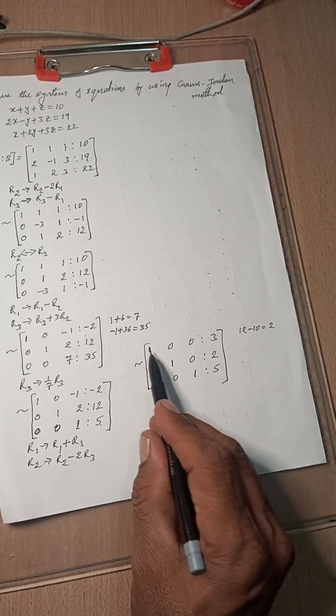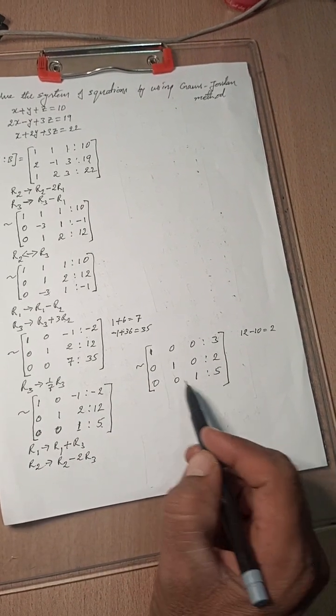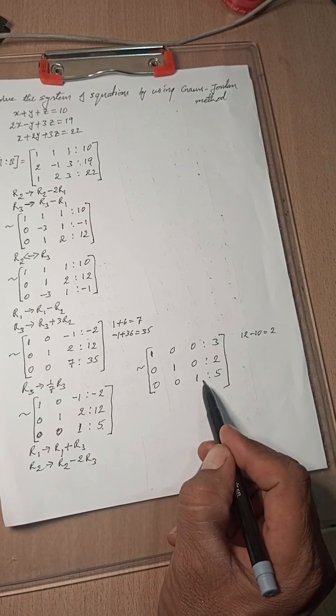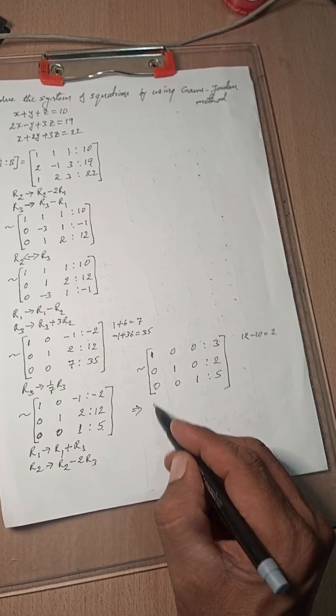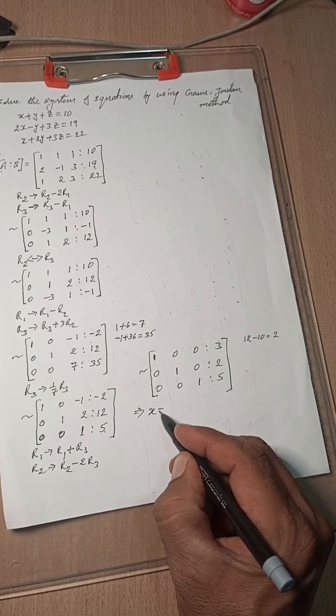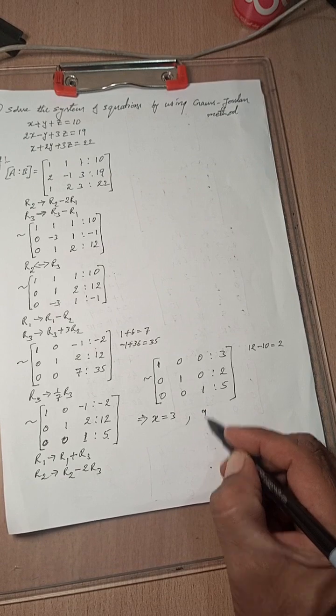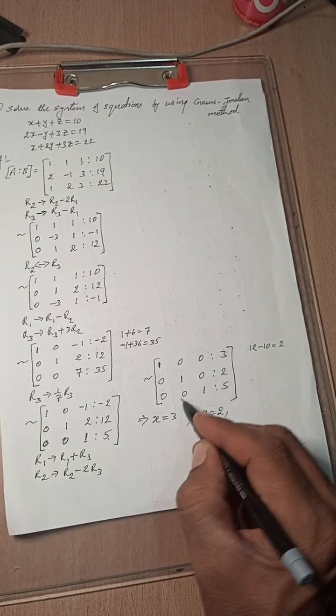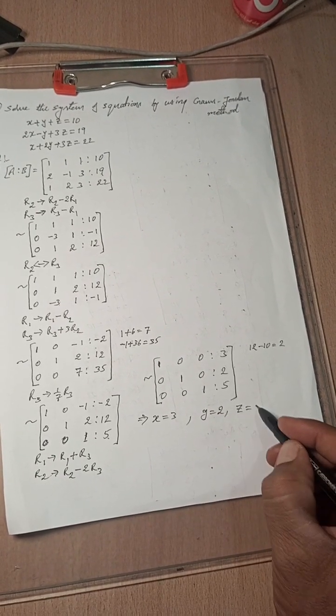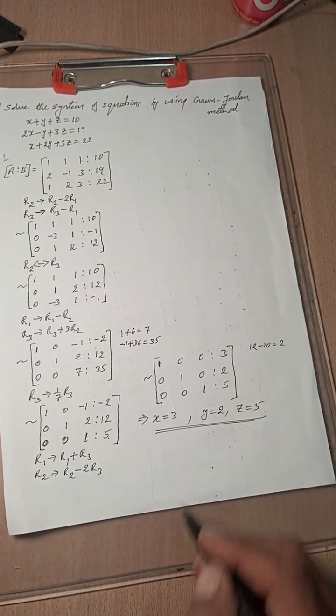Now this augmented matrix has been reduced to a diagonal matrix. So with this we can write x is equal to 3 from the first row, from the second row you get y is equal to 2, and from the last row we get z is equal to 5. This is the answer to this question.